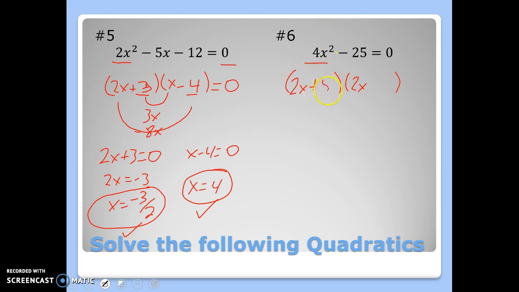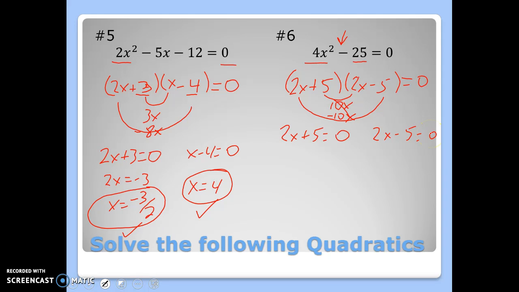And then I'm going to have a positive 5 and a negative 5. Because positive 5 times negative 5 does give me negative 25. But then my inside terms are going to give me a 10x. My outside terms give me negative 10x. And those two things will cancel each other out, so I don't have anything in the middle, which is my case in this polynomial. So once I set them equal to 0, I'll have 2x plus 5 equals 0, and 2x minus 5 equals 0.